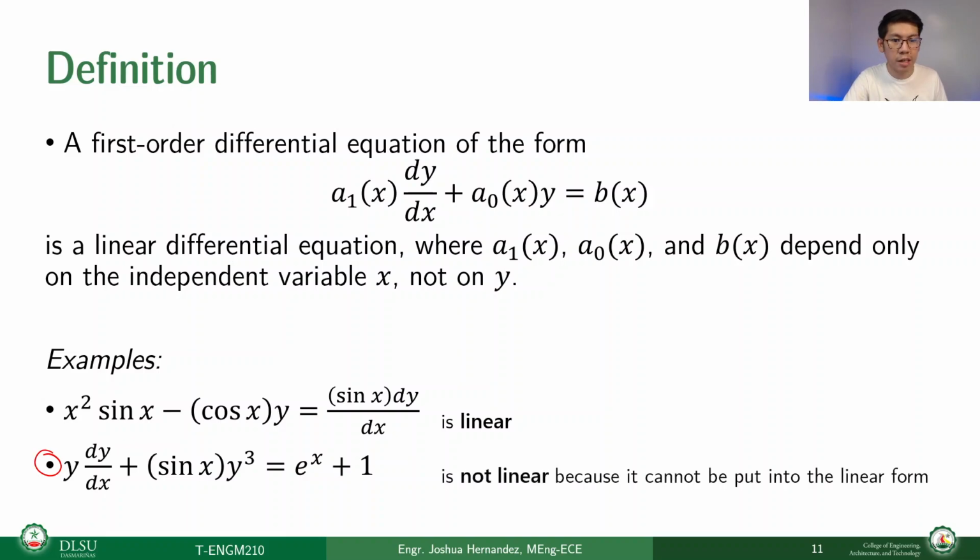This is actually not linear. Why? Because if we take a look at our y, it can be clearly seen that this is raised to 3. Other than that, the coefficient of our derivative is not dependent on x. So these two made the equation not linear. It also does not conform to the linear form, which is this one. If you transform this to this form, you will notice that our y is raised to 3. It should only be raised to 1.